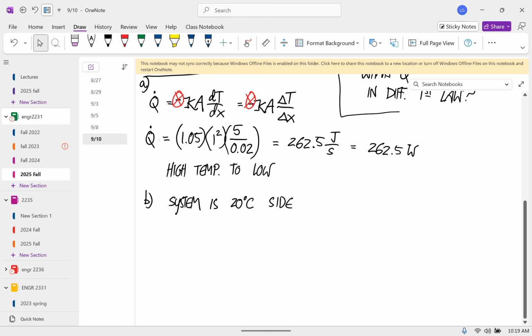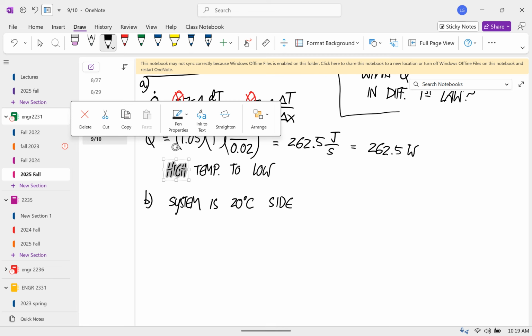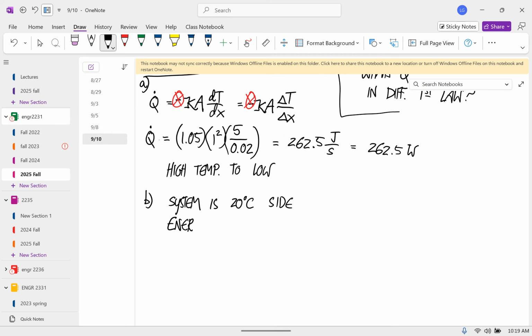is energy being gained or lost to our system? Lost. Right. So energy is lost through heat. And so is that Q dot positive or negative when we go to the first law? All right, it is plus or minus 262.5.